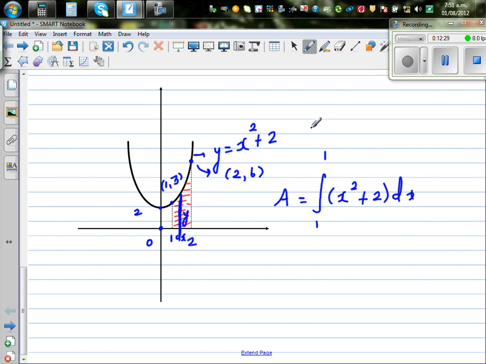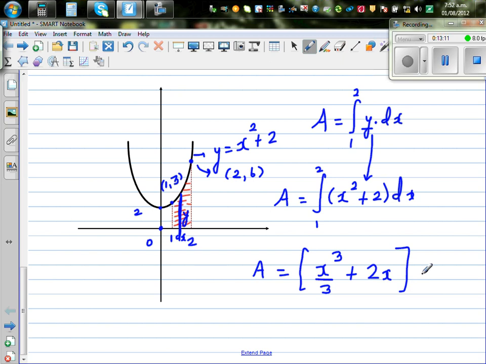Okay, so area, what we are saying is area would be the integration between 1 to 2 of y dx, where your y is your height and your dx is your width. And in place of y, I have put the function, which is x squared plus 2. So your area using integration would be integrating x squared, this is 1 to 2. Okay, so integrating x squared, you'll have x cubed over 3 plus integration of 2 is 2x.